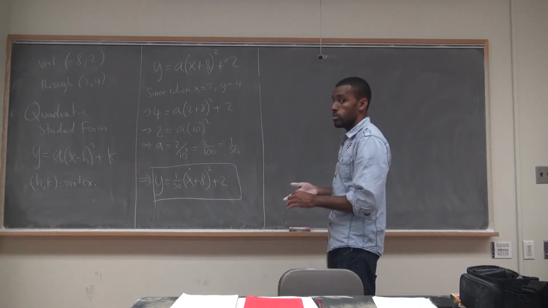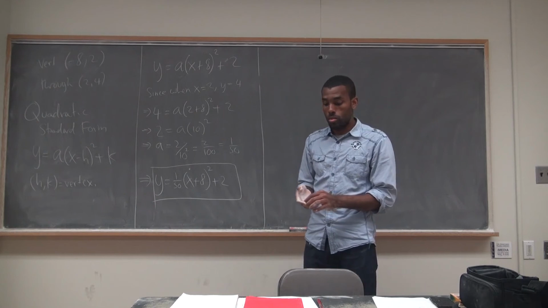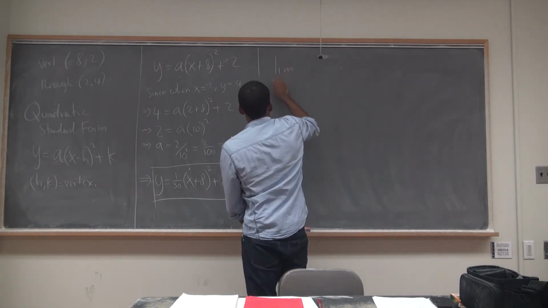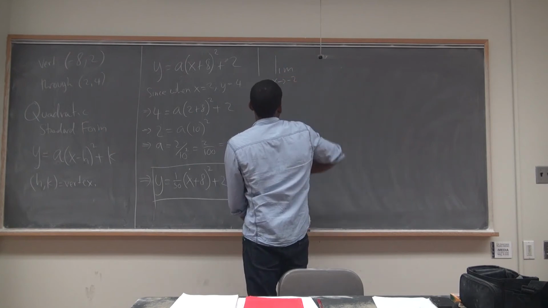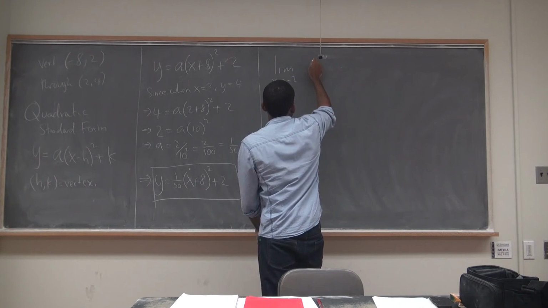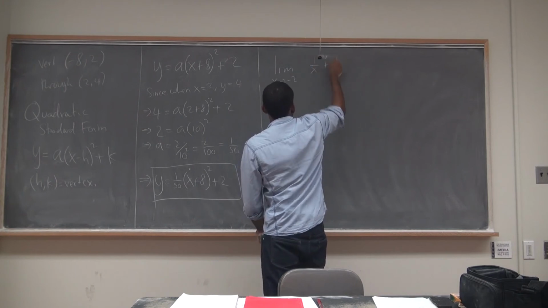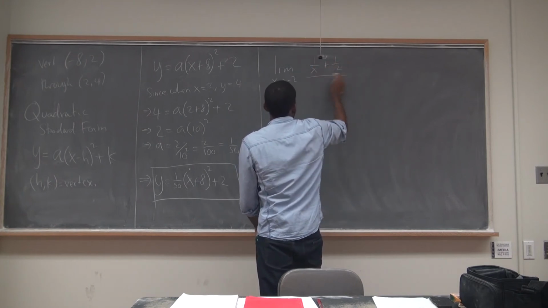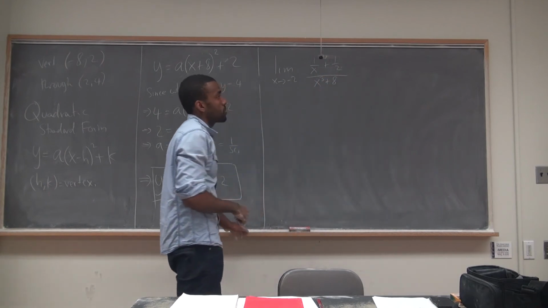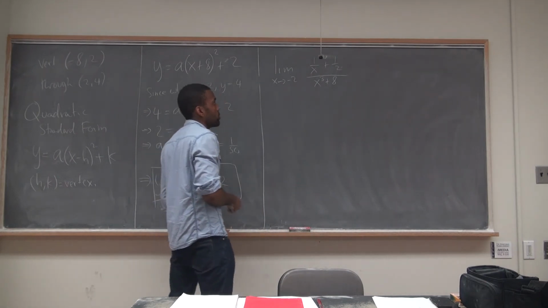Okay, I have one. The limit as x approaches -2. On the numerator you have 1 over x plus 1/2, over x cubed plus 8. Okay? What do we do here?